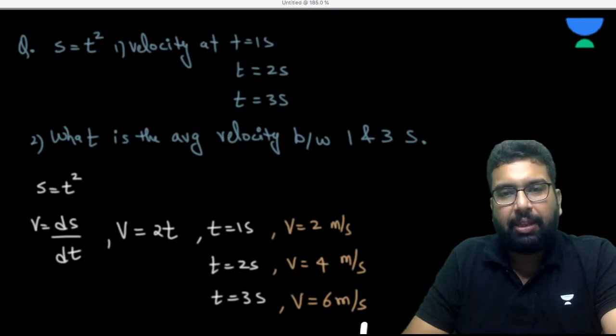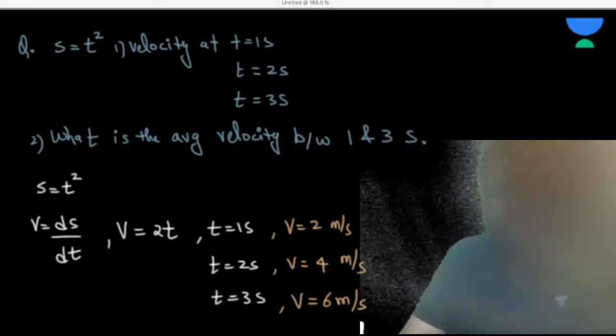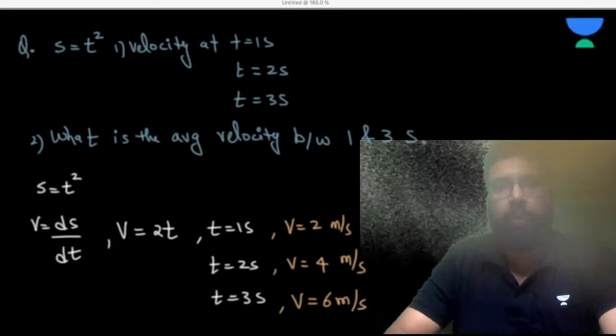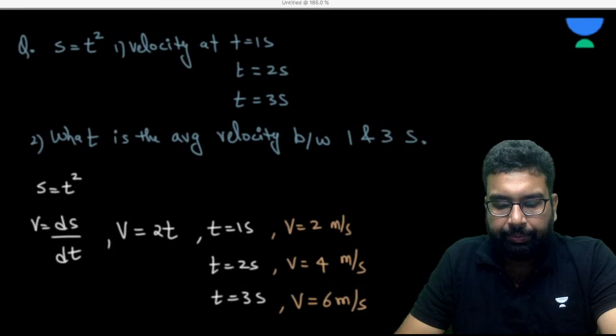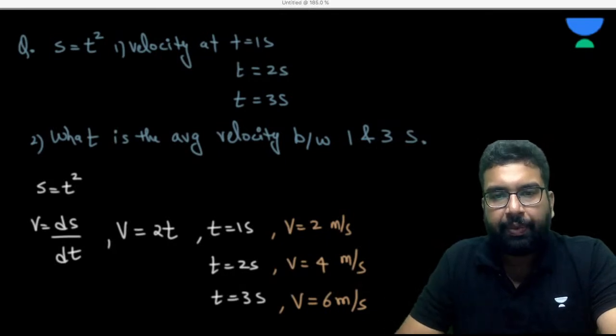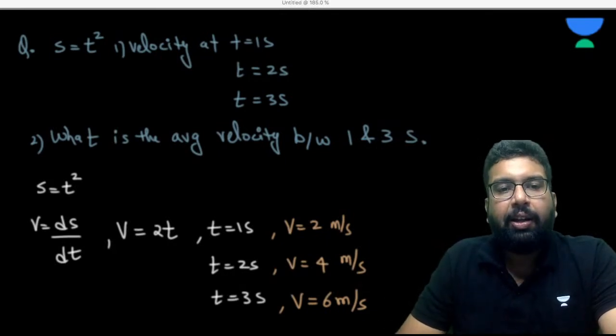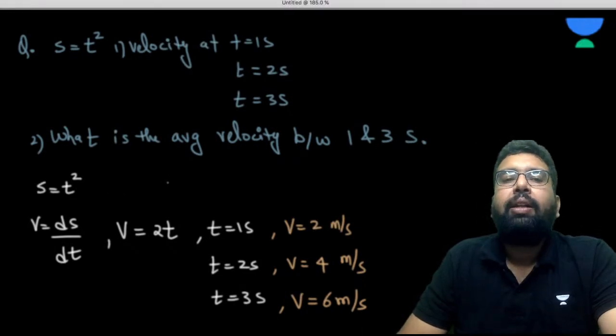It is going to be 6 meter per second. I hope it is fine to everyone, right? Okay, okay. So sir, we have got the instantaneous velocity. Very, very easy. Now can you try the second part of it?